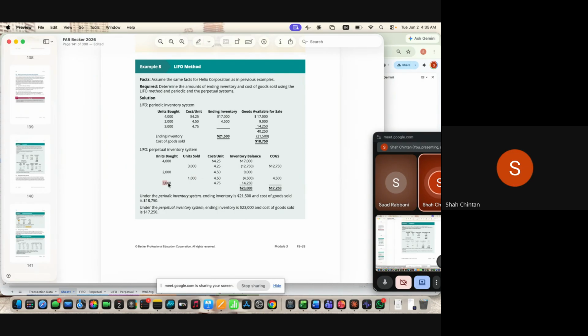उसके बाद आपने 3,000 units purchase किए at 4.75. So what is your total ending inventory? It's 1,000 into 4.25 plus 1,000 into 4.5 plus 3,000 into 4.75.